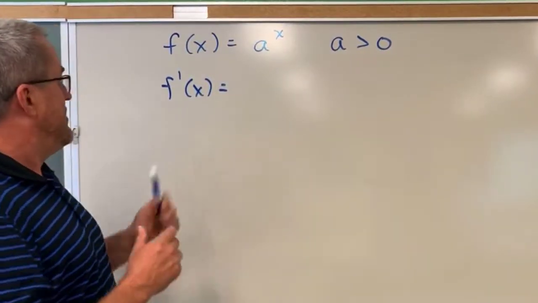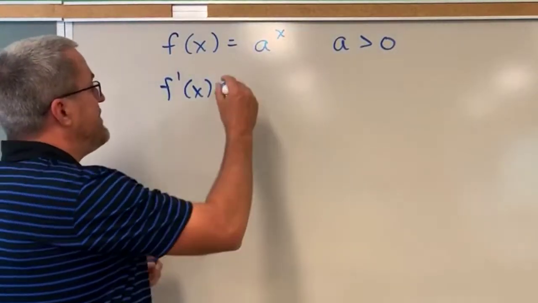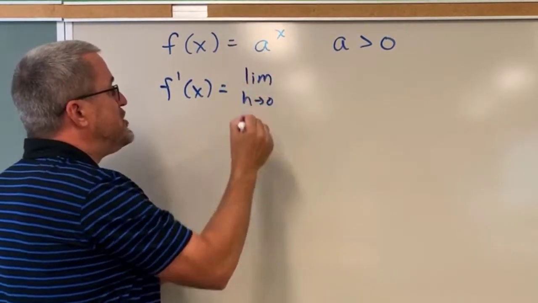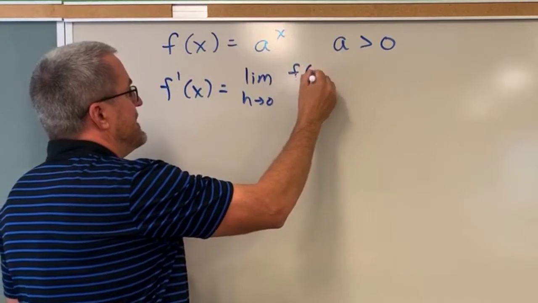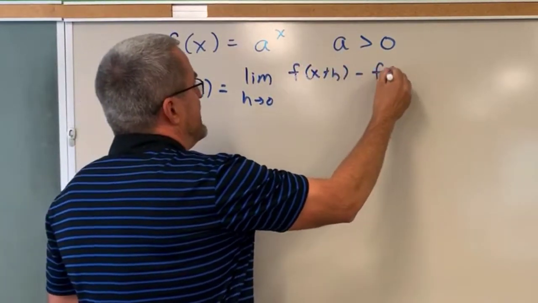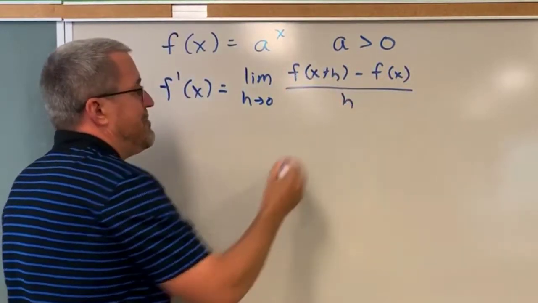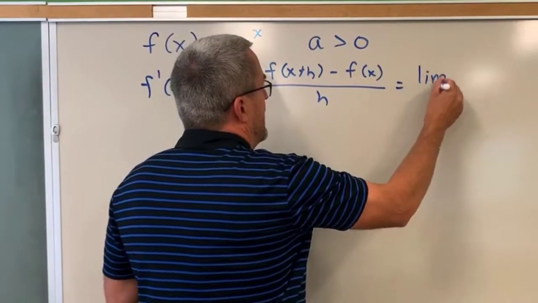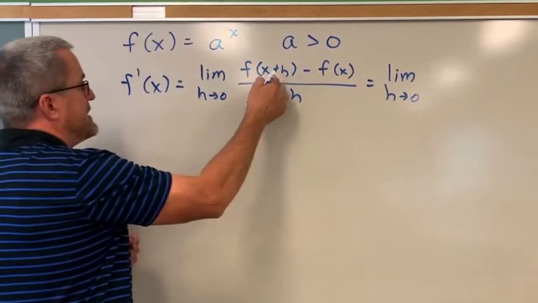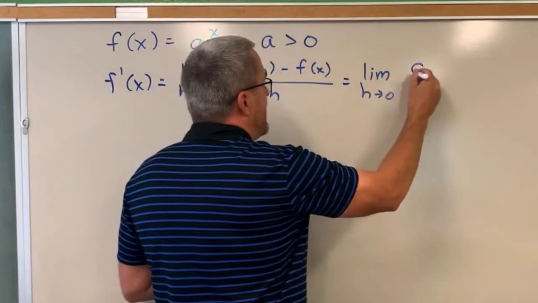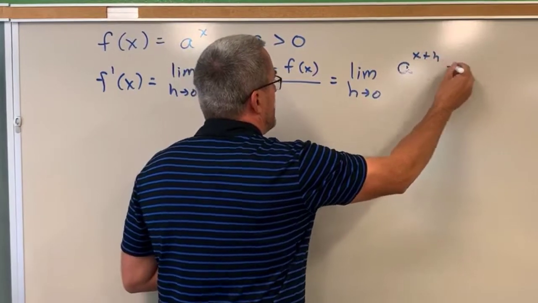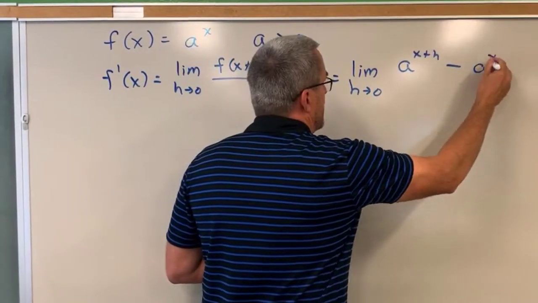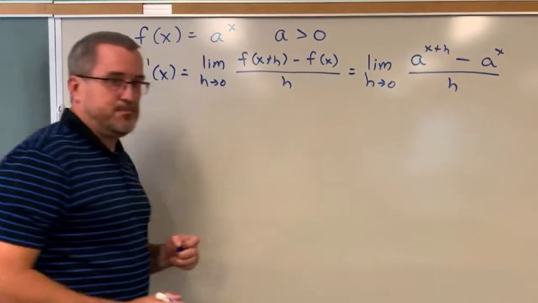So the way we're going to approach this is from the limit definition of the derivative. Let me remind you that that means we're going to take f of x plus h, subtract f of x, and divide all of that by h. So in our case, f of x plus h is going to be a to the x plus h, minus f of x, the function itself, all divided by h.